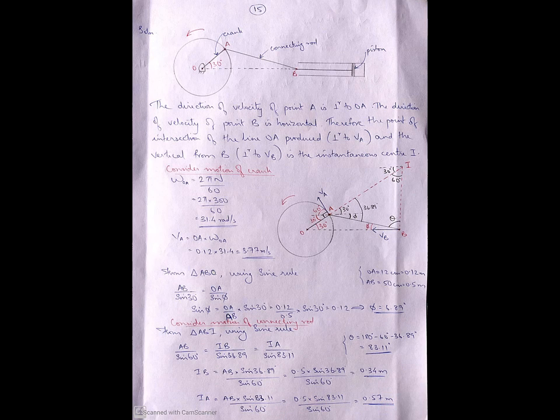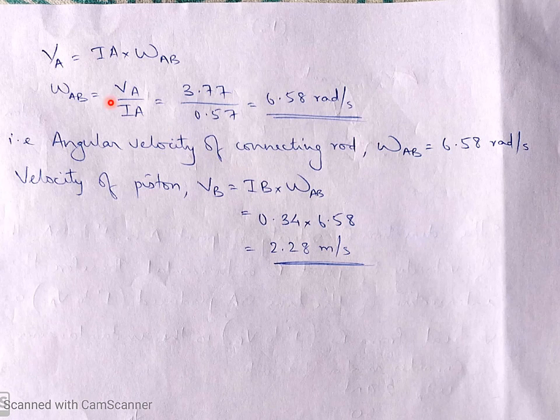Now what we want is to find the velocity. So we have VA equal to IA into omega AB. VA value is already known to you, which is 3.77 meter per second. IA value, you got it as 0.57. What we want is this angular velocity omega. So omega AB, that is the angular velocity of the connecting rod, you will be getting as 6.58 radians per second. Also, it has been asked to find the velocity of the piston, which is B, velocity of B. It is equal to IB into omega AB. All these things we have seen in the previous problems itself, so no need to explain it too much. IB value is 0.34, omega value, you got it as 6.58. You will be getting the velocity of the piston as 2.28 meter per second.